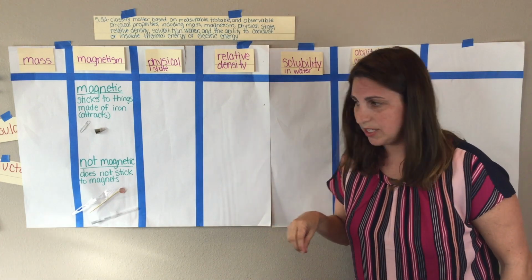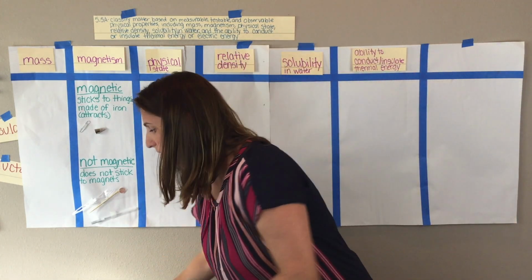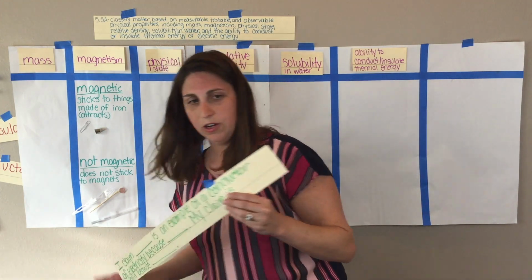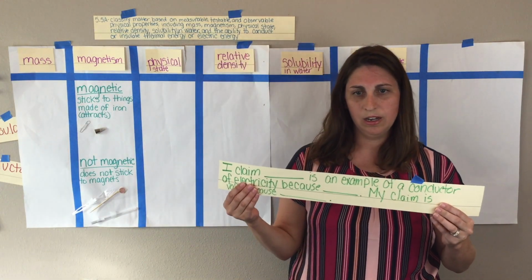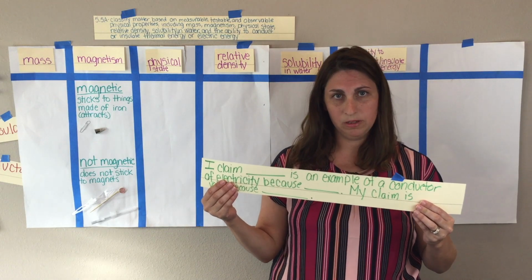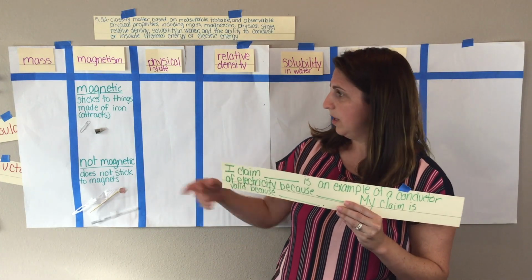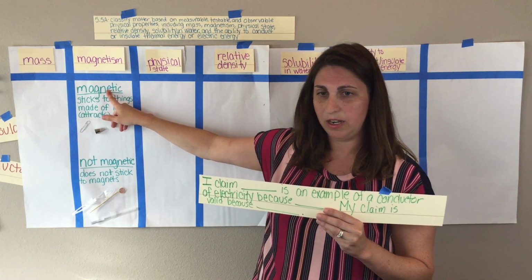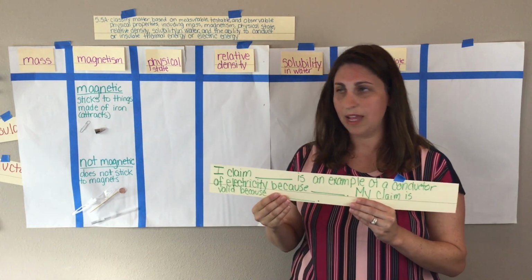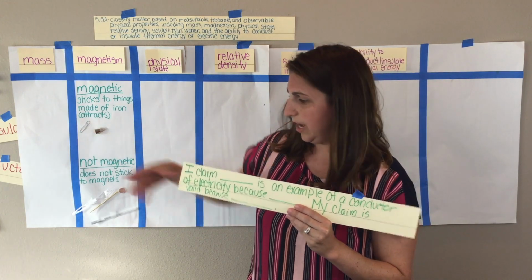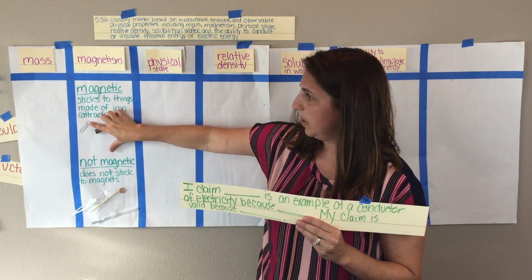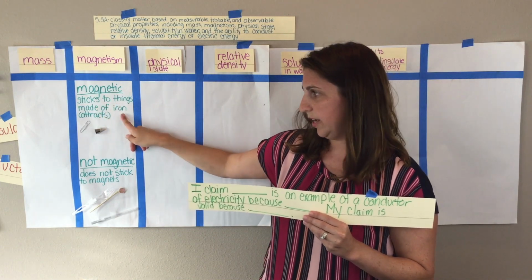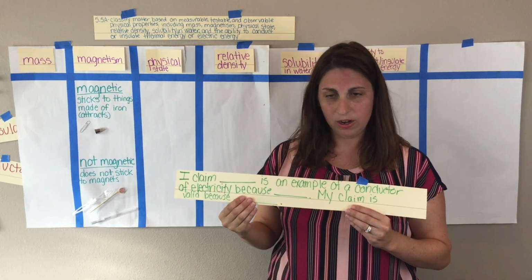Today, when I'm modeling the lesson, we are going to be using sentence starters. So instead of them having to come up with their wording on their own, they're going to use something called a CER. The C stands for claim. What do you claim? So I claim that this paperclip is magnetic. And then they have to explain the why. That's the evidence. So I'm going to say, I claim that a paperclip is magnetic because it sticks to things made of iron. The R is the reasoning.